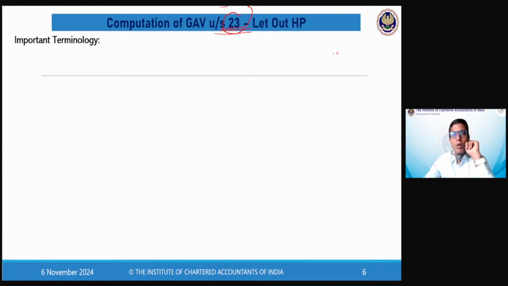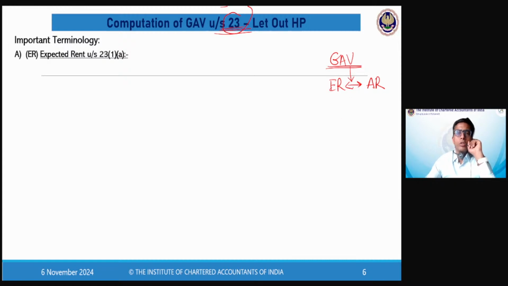Now, to find out GAV, that is gross annual value, you first have to find out two different terms. The first term is expected rent and the other is actual rent. You have to compare these two terms to find out what will be GAV. So let us first understand what these two terms are. The first term is called expected rent, in short ER. Now, how do we find out ER?